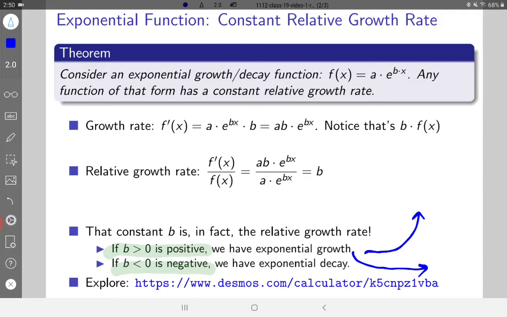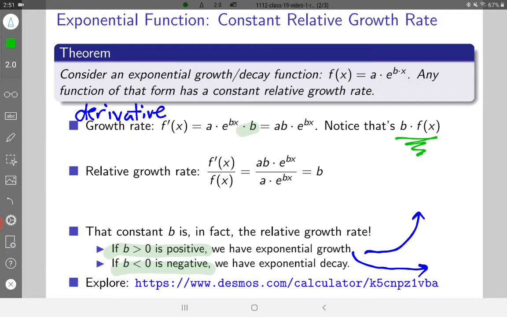So by growth rate, I mean derivative. The growth rate of the function is its rate of change, how rapidly it's changing, the derivative. In this case, by just applying the chain rule one time, that's where that times b is coming from, here's the derivative that I would get. And notice that, in fact, that's exactly b times the original function itself. The derivative of e to the x is e to the x itself.